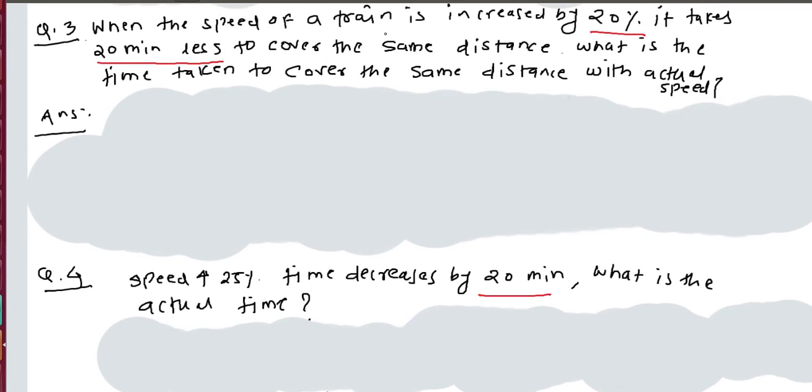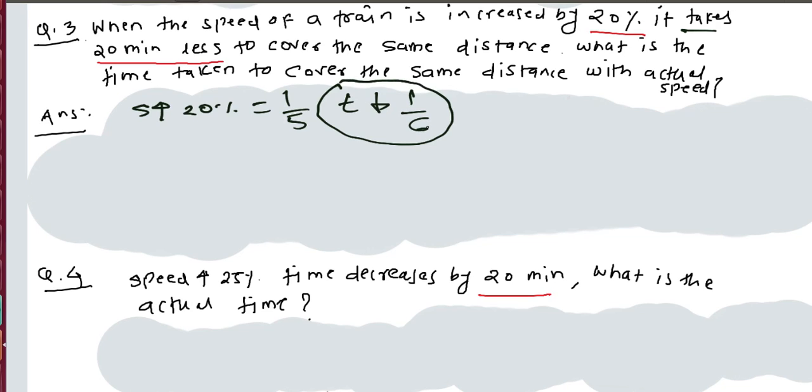When the speed of a train is increased by 20%, it takes 20 minutes less to cover the same distance. The speed is increased by 20%, or 1/5. 20% means 1/5. Speed is increased, so the time has to decrease. Original time has to decrease by 1/6, right? The decreased time is given to us: it takes 20 minutes less. That means originally, if it was taking some x time, now it is taking x minus 20.